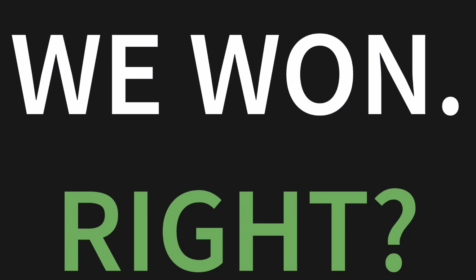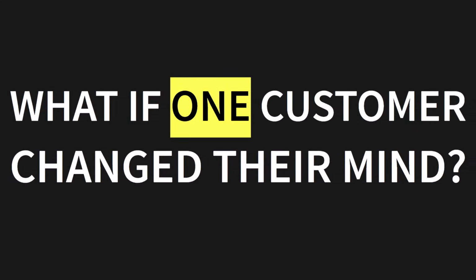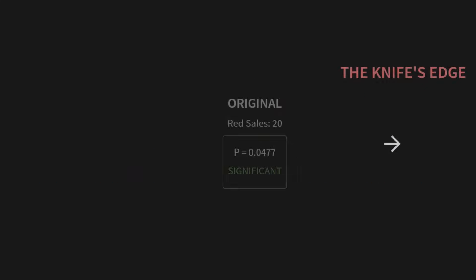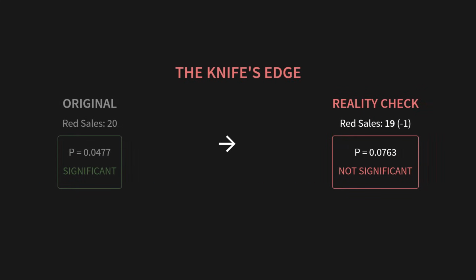Right? But what if one single customer had changed their mind? Let's do a reality check. In our original test, red got 20 sales, giving us a p-value of 0.0477. That was significant. Now, imagine a parallel universe where the red button got just one less sale, 19 sales instead of 20. When we rerun the numbers, our p-value jumps to 0.0763, which is not significant. One single person flipped the entire decision of the A/B test.